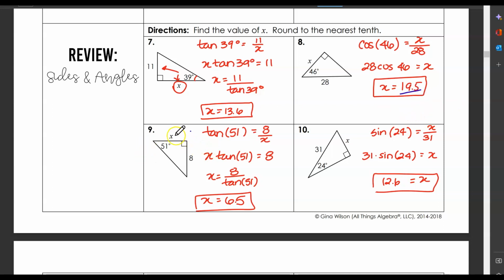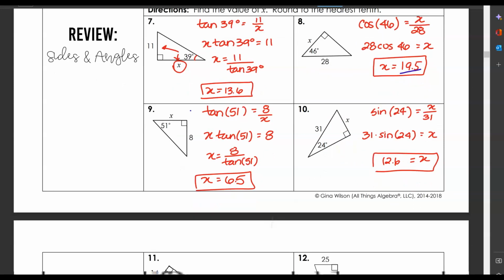For number 9, we have tangent. Again, we're missing that hypotenuse here, so we have the adjacent and the opposite, and so that's going to transition into that tangent trig ratio. And so we end up with a result of x equals 6.5. Number 10, we have sine of 24 degrees. That's going to be x over 31, and so we multiply both sides by 31, we get x, and so we end up with 12.6 is the missing side. All right. Let's continue here.